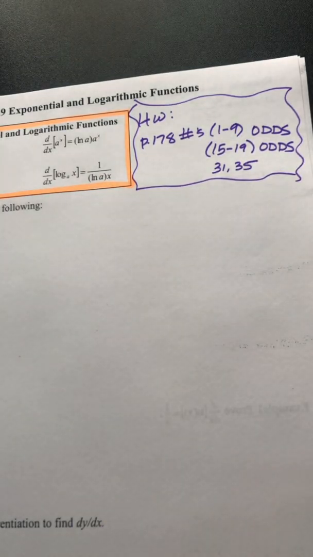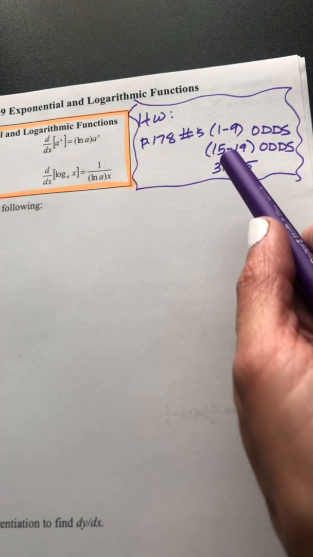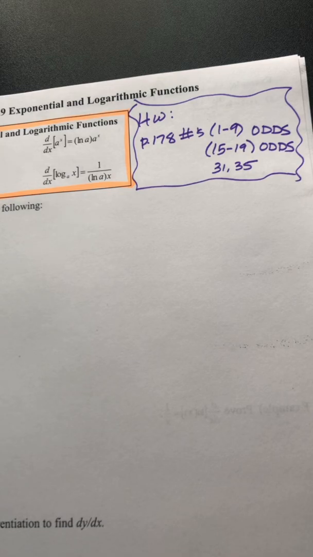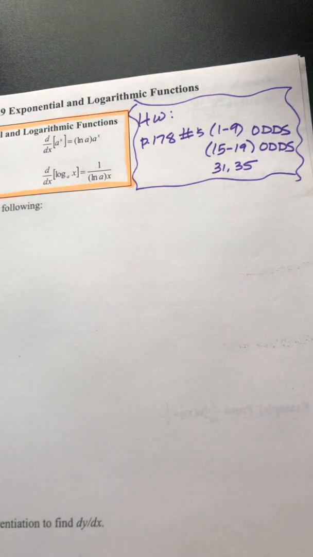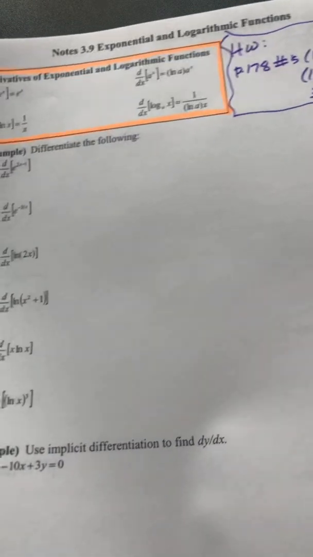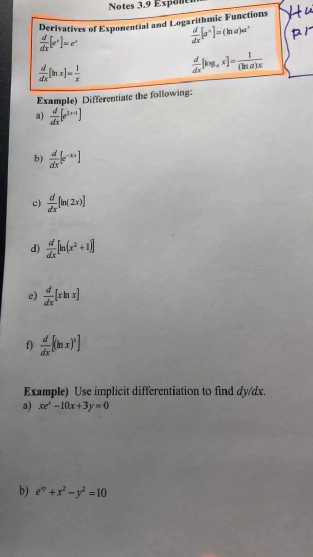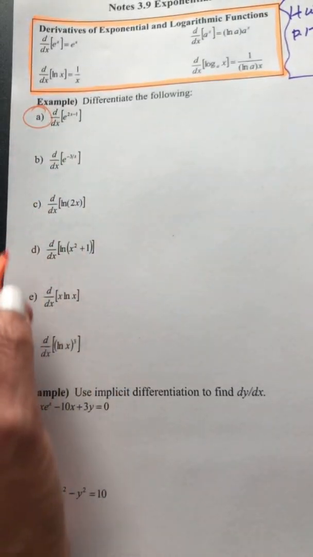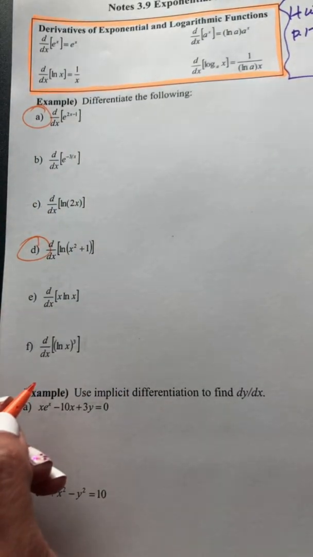Okay, that's 1, 3, 5, 7, 9. That's 5 problems. And then 15, 17, 19 plus 3, so that's 8, 9, 10. So that's a total of 10 problems right there. No big, right? So we're not going to do all of these examples. This should be pretty quick. We're going to do A and D.